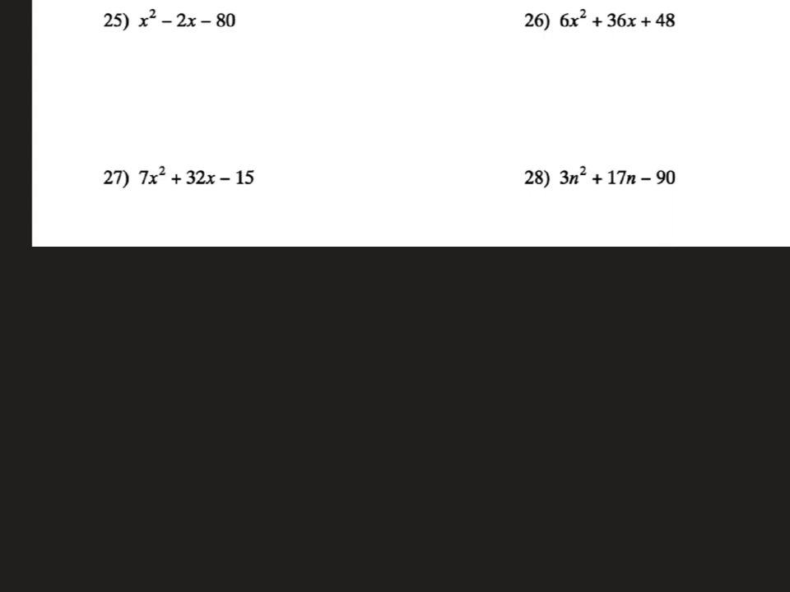We've got 6x squared plus 36x plus 8. If I can take out a greatest common factor, I'm going to do that right away. So in this case, I'm going to take out a 6. I'm left with x squared plus 6x plus 8. Now that 6 just comes along for the ride, but I can ignore it.